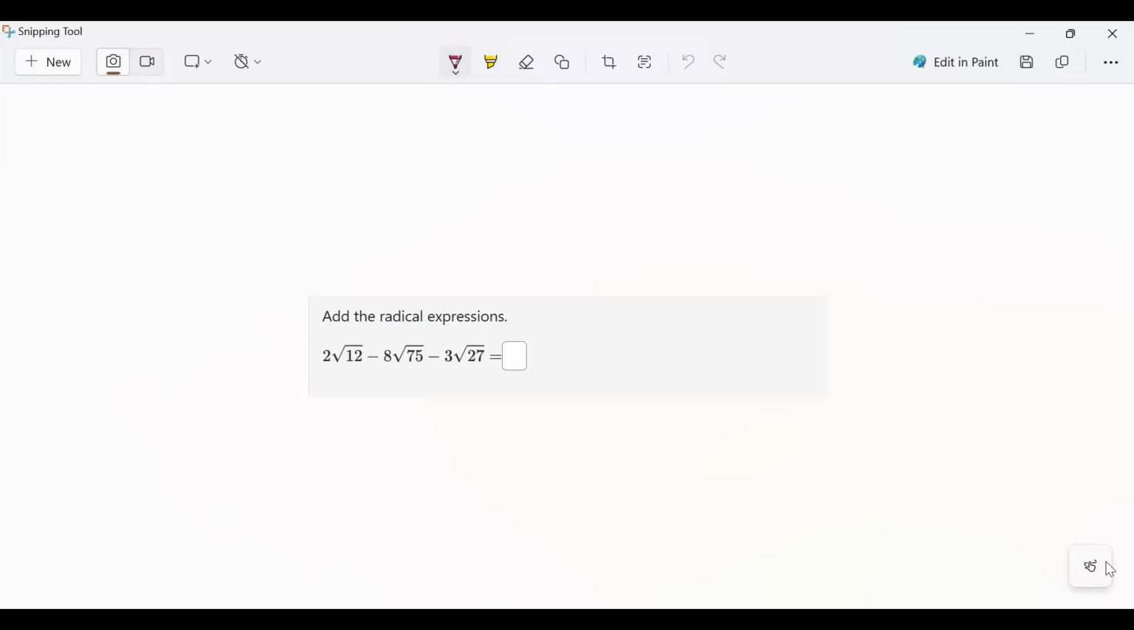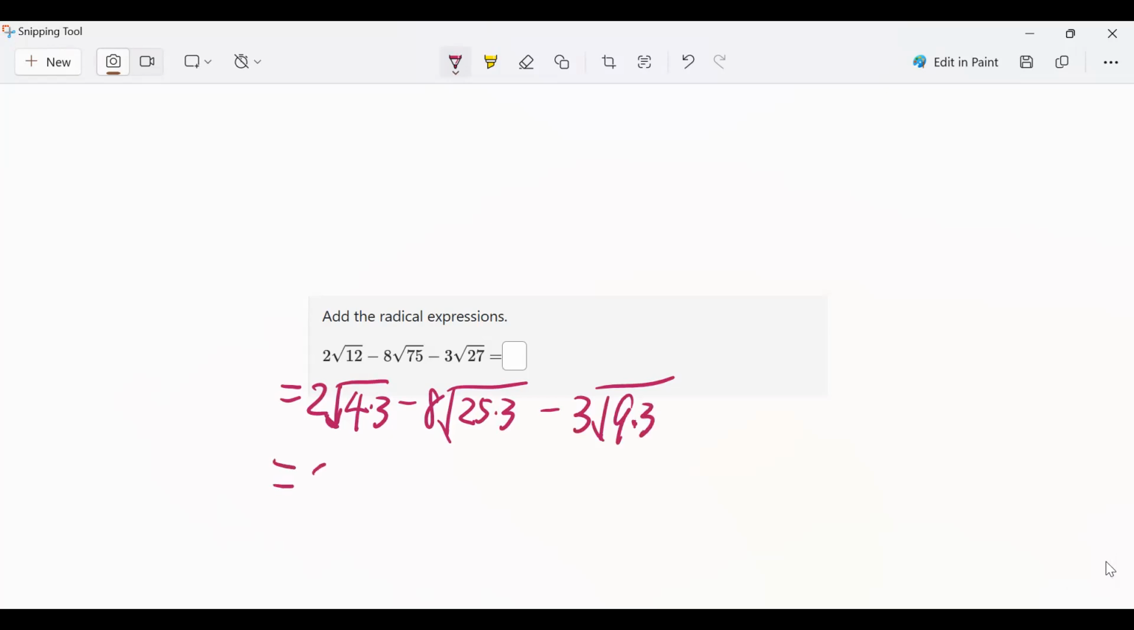Okay, guys, let's go over this solution here one more time. For 12, the maximum perfect square going into 12 will be 4, so 4 times 3. For 75, it's going to be 25 times 3. And for 27 it will be 9 times 3. And the square root of 4 will be 2. So it's 2 times square root of 3 minus 8 times square root of 25, that's 5 square root of 3. And 3 times square root of 3.